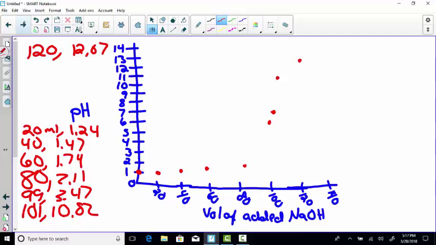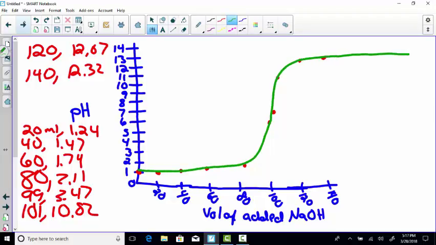And then at 140, which I didn't do, we're at 12.32. So 140, 12.32, so we don't even get much higher than that. So we have here a titration curve that jumps dramatically and then flattens out. This point right here is our equivalence point. Strong acid, strong base titration curves tend to look like this. Okay? Good luck with your worksheets. Call it a day.